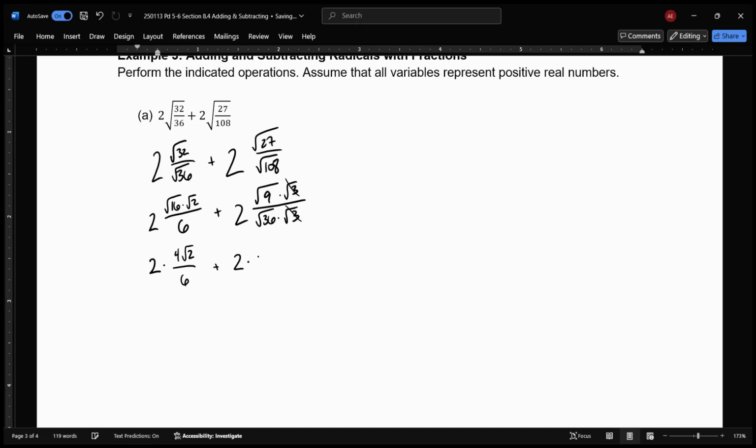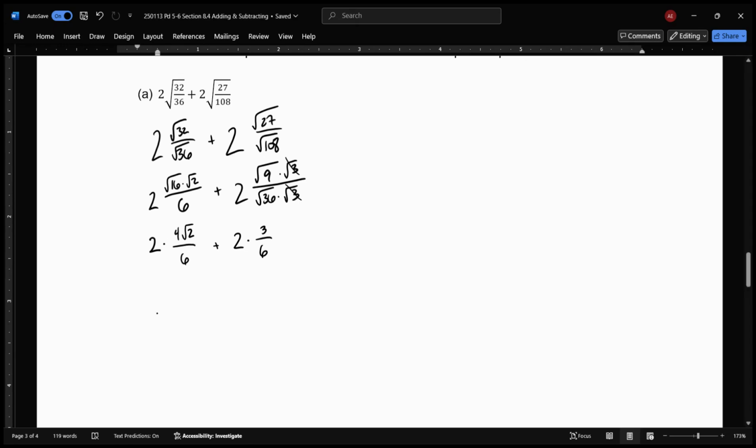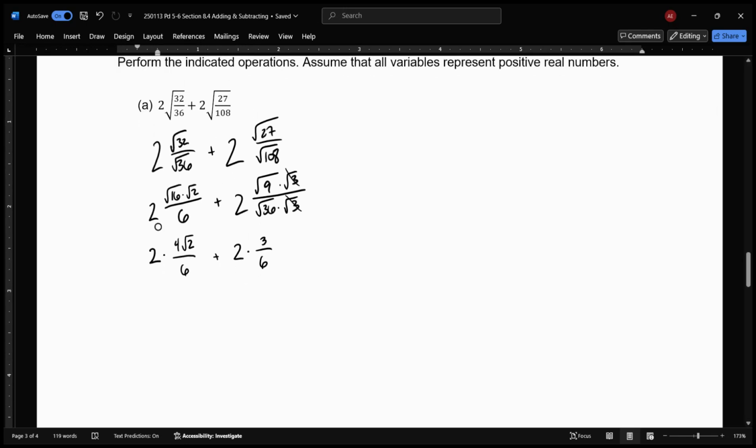And then 2 times, this will be a 3 over 6, which I guess reduces to 2. I know, multiplying fractions, trying to figure out the best way to explain and show the work. But right, this is going to be a 2 times 4 square root 2 over 6. You know what? I don't have you guys arguing with me over the best way to show this stuff, so I'm going to do it my way, man.